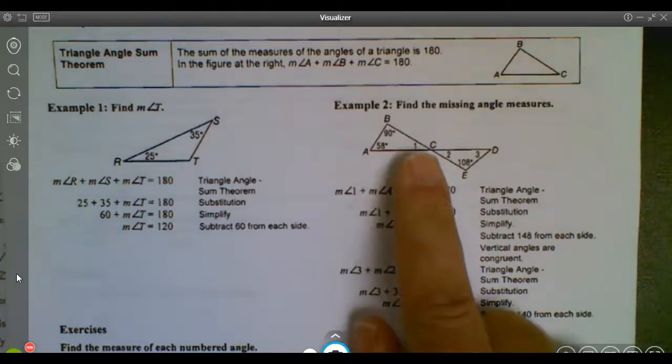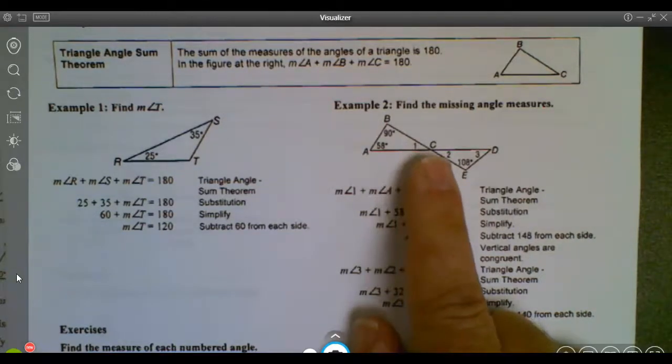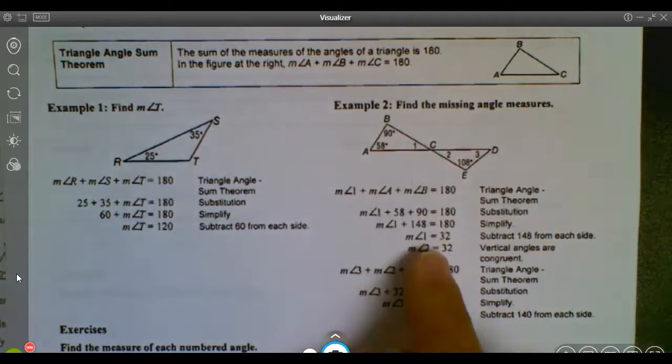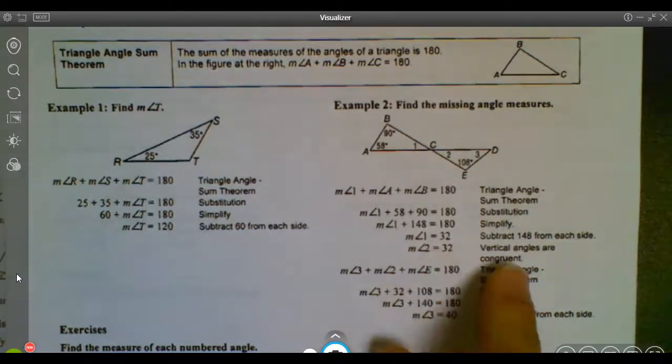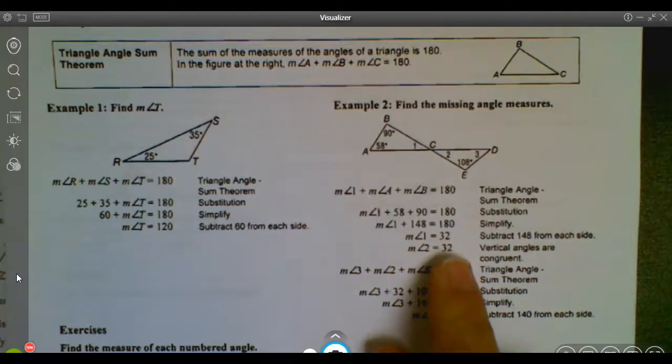Well, if angle 1 is 32 degrees, what do we know about angle 2? Right, angle 2 would also have to be 32 degrees because they are vertical angles, right? And so we learned this a long time ago. That was just called the vertical angles theorem. It says that vertical angles are congruent.